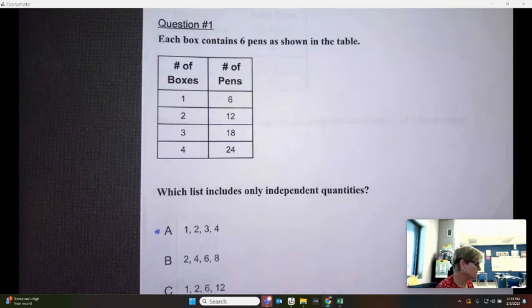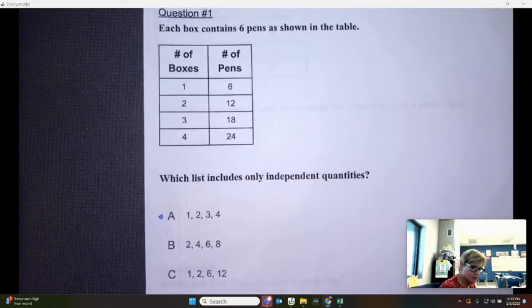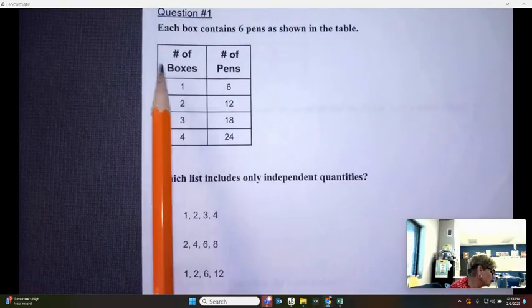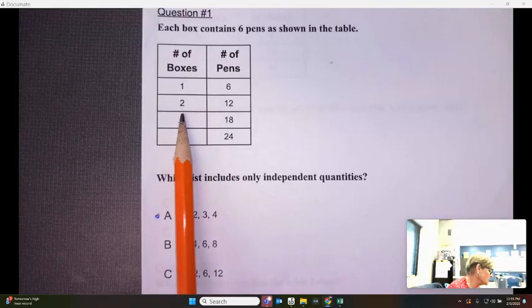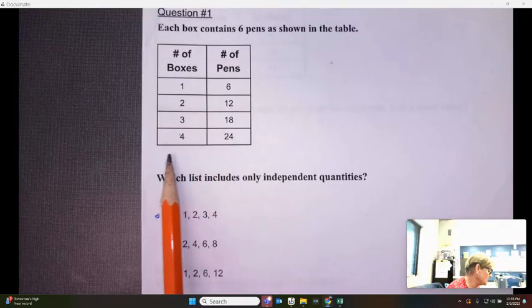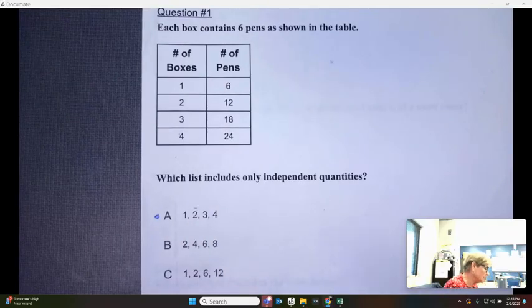All right, so we're going to go over the test questions and try to explain some of the best choices. It says each box contains 6 pencils as shown in the table. 1 box is 6, 2 is 12, 3 boxes is 18, and 4 is 24. It says which list includes only the independent quantities.